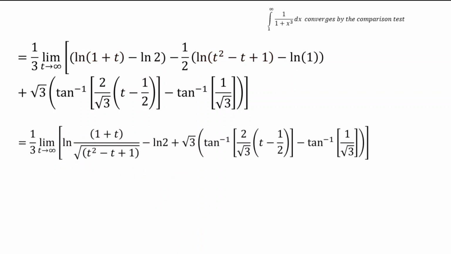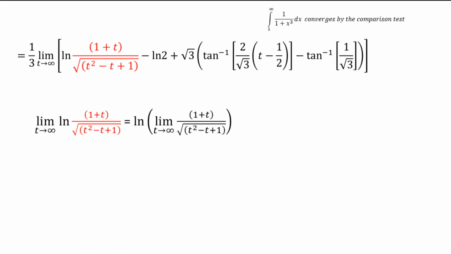So let's do some algebra. Remember that coefficients in front of the natural log become powers. So that 1/2 natural log of t squared minus t plus 1 becomes the natural log of the square root of t squared minus t plus 1. And subtraction in the logarithms becomes division inside the logarithm. So the natural log of 1 plus t minus 1/2 of the natural log of t squared minus t plus 1 becomes the natural log of 1 plus t over the square root of t squared minus t plus 1. And that is a limit that we know how to deal with very easily. So now my indeterminate form is infinity over infinity, which you can deal with very simply.